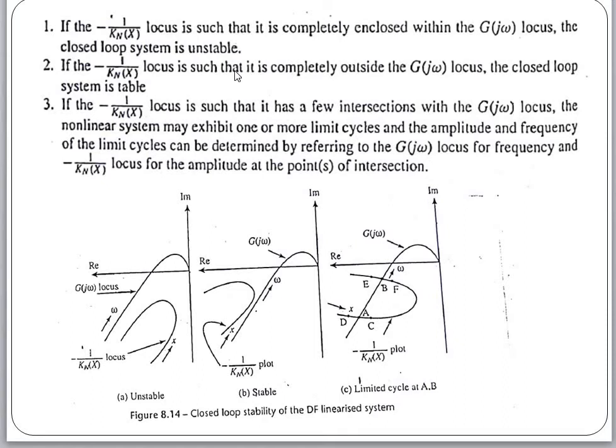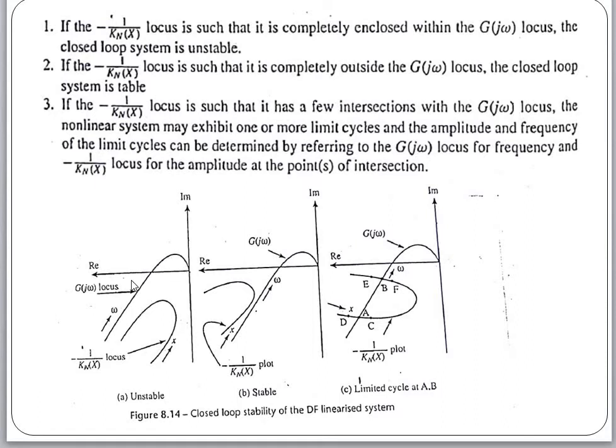If the minus 1 by Kn(x) locus, where we already have G(j omega) equal to minus 1 by Kn(x), is completely enclosed within the G(j omega) locus, then the closed loop system is said to be unstable. Here you can see the figure for unstable.